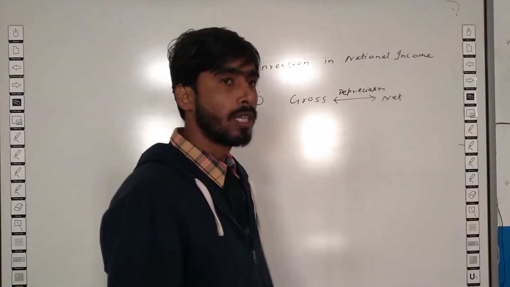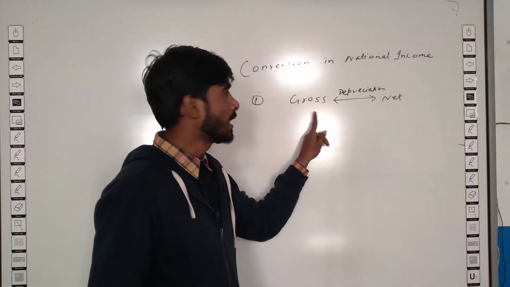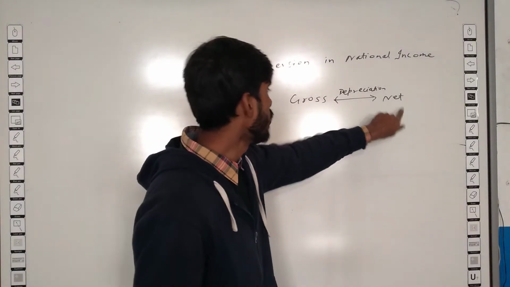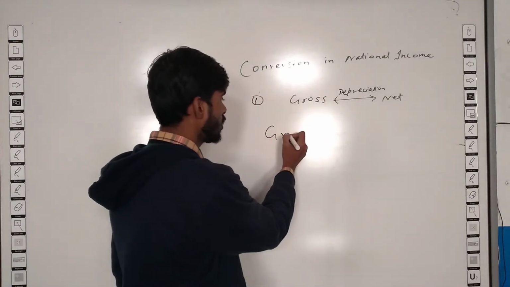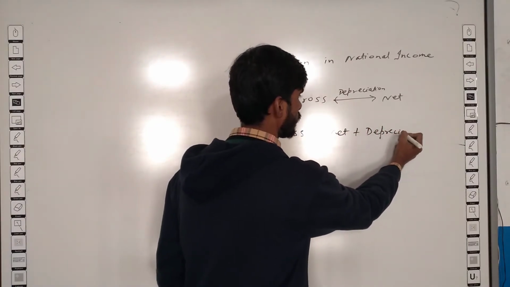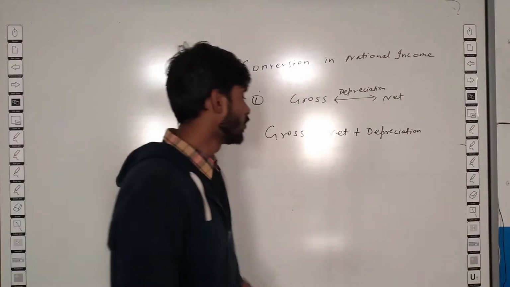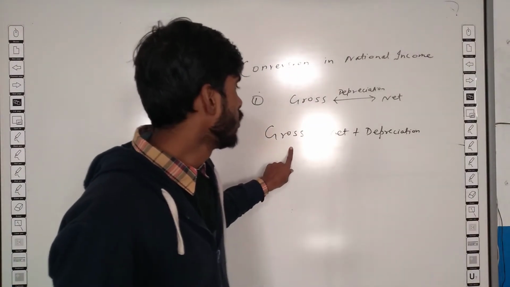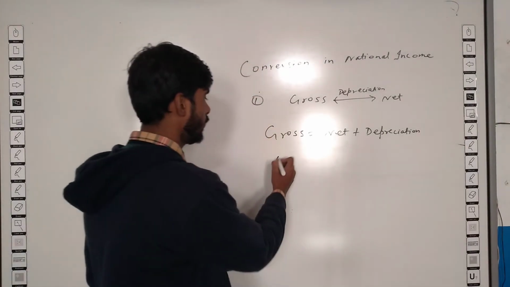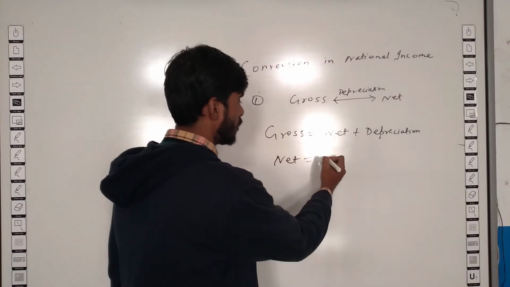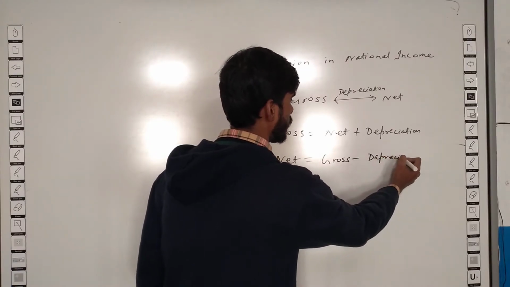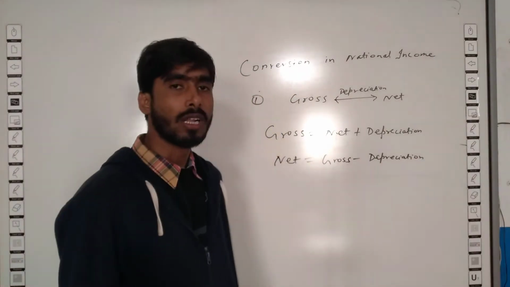If we need the value of gross, we can get the value of gross from net, and if we want the value of net, we can get the value of net from gross. Gross is equal to net plus depreciation. If you want the value of gross, you can get the value of gross from net. You will add the depreciation. It will be the value of gross. And if you want the value of net, you can get the value of net from gross by subtracting depreciation. It is the first conversion in national income.